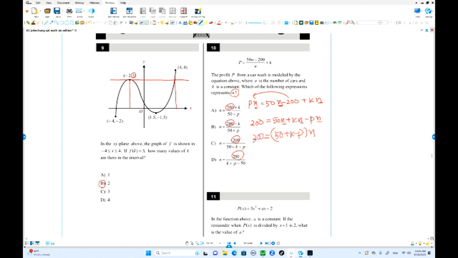So what is the value of n? You can divide this number over there, okay? 200 over 50 plus k minus p. Okay, choice C is the answer.